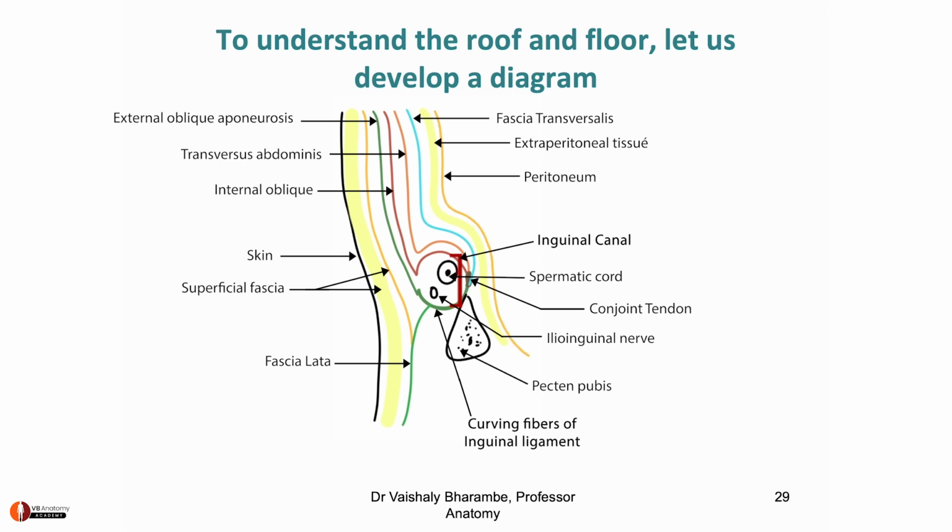Now look at the diagram to understand the structures forming the roof. You can clearly see how the roof is formed by curving fibers of internal oblique and transversus abdominis, and the floor is formed by the curving fibers of the inguinal ligament. Of course, the floor is also formed by the lacunar ligament, but that's one small detail that you can learn on your own. This simple diagram shows you the roof and the floor very easily. It also gives you a better understanding of what the inguinal canal is.